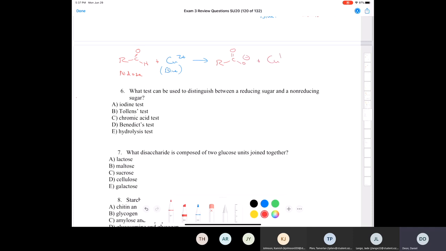And in the process, we form copper 1, which is red, right? So we have oxidation occurring. This is oxidation. And at the same time, we have reduction, okay? You can't have one without the other. And so what test can be used to distinguish a reducing sugar from a non-reducing sugar? Which one of these would be the test that has copper 2 ions being converted into copper 1? Yes, it's the Benedict's test. Absolutely, Benedict's test. Okay, and we can even write that up here. This basically is a shorthand version of what the Benedict's test is.